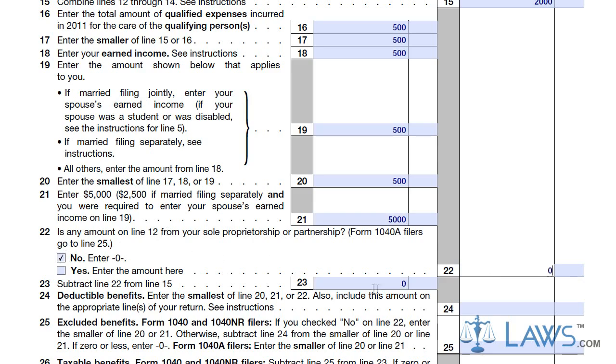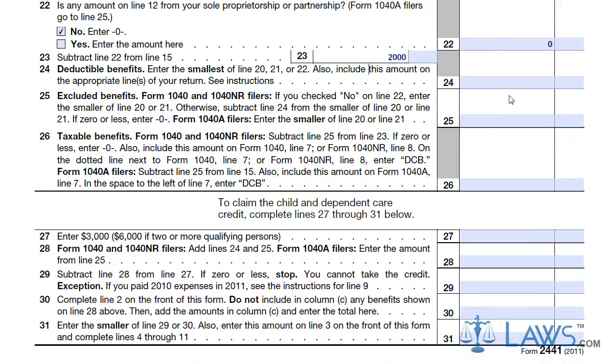Once completed, attach the Form 2441 to your 1040 and submit it to the IRS.